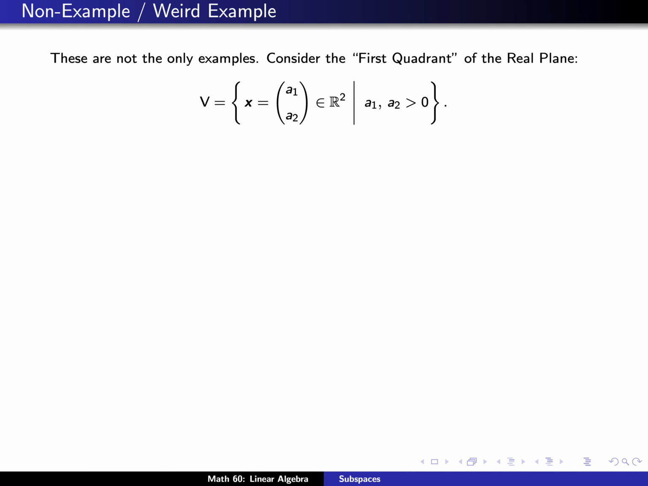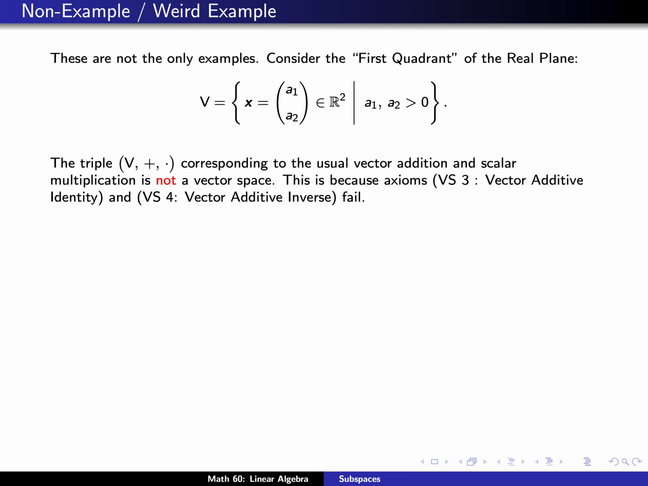We saw before a rather strange example. Let's consider the first quadrant of the real plane. By the first quadrant, we mean that we want a vector such that the components, namely a1 and a2, are both positive numbers. We know that this is not a vector space if we use the usual vector addition and scalar multiplication. Really, this is because the axioms dealing with the additive identity and additive inverse fail.